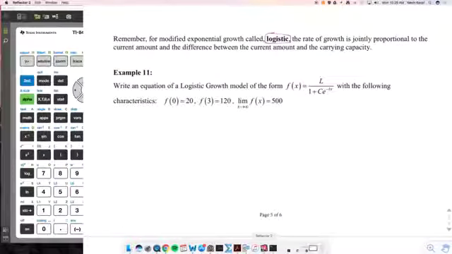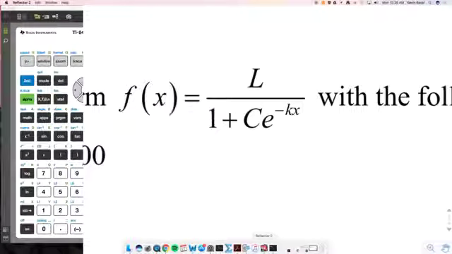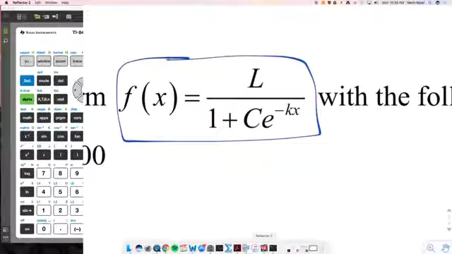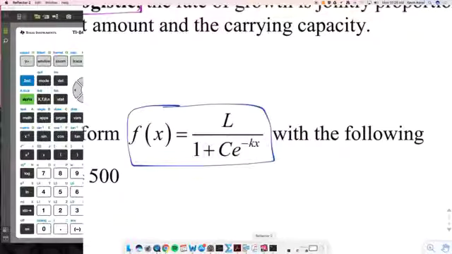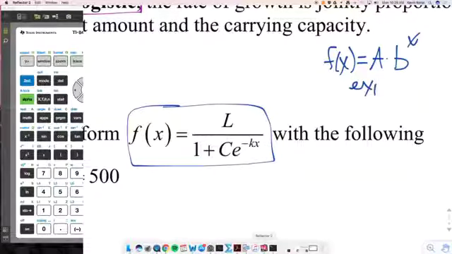So what we're going to do now on example 11 is write an equation of a logistic growth model given the following pieces of information. Just like we did with exponential growth and decay, we're going to write an equation. I will give you the template: f of x equals L over 1 plus C e to the negative kx. Just like when we did it for exponential, we were given a times b to the x. Remember, this was the exponential.